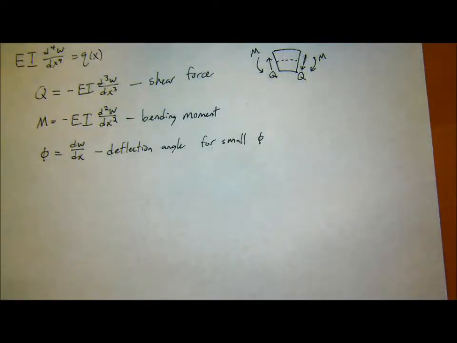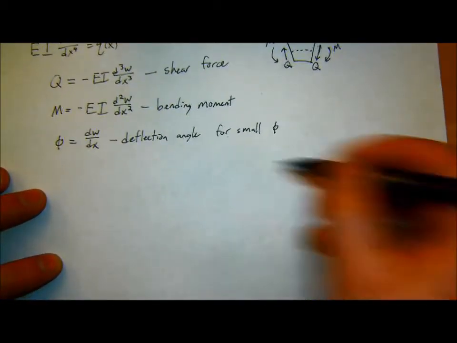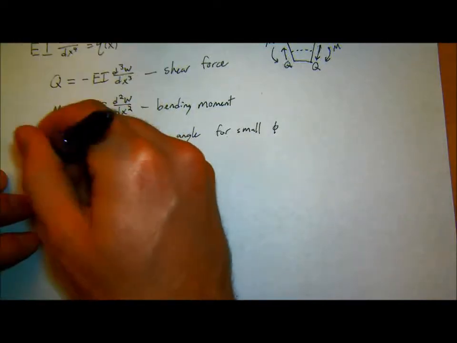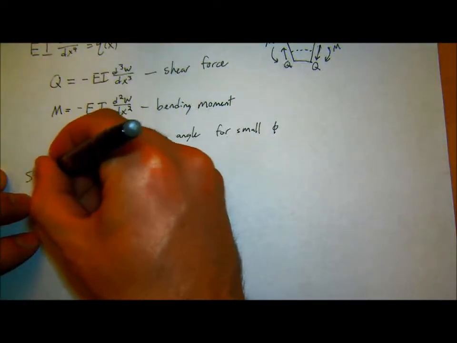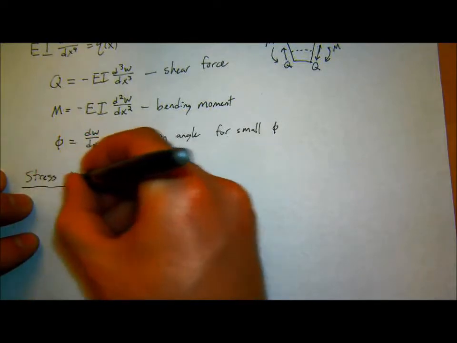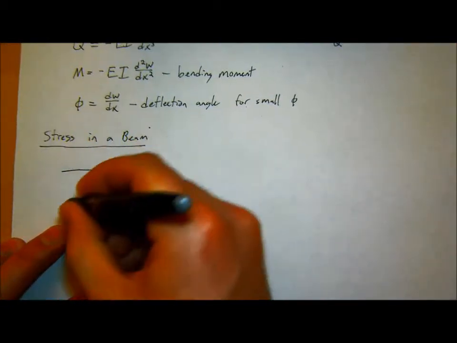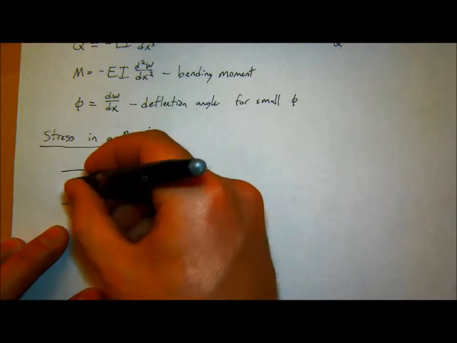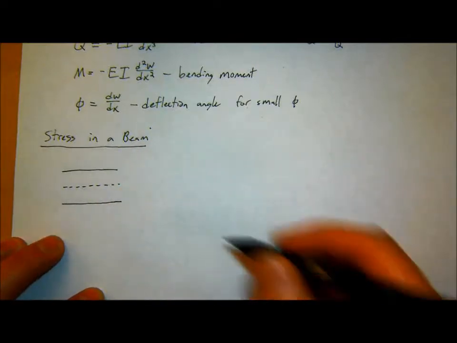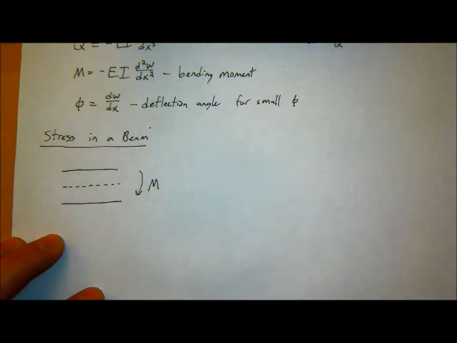Let's jump over to this. The most important quantity for determining stress in a beam is this moment. So this is hopefully somewhat familiar. Let's draw a big beam cross section, some neutral axis, having some bending moment applied to it.